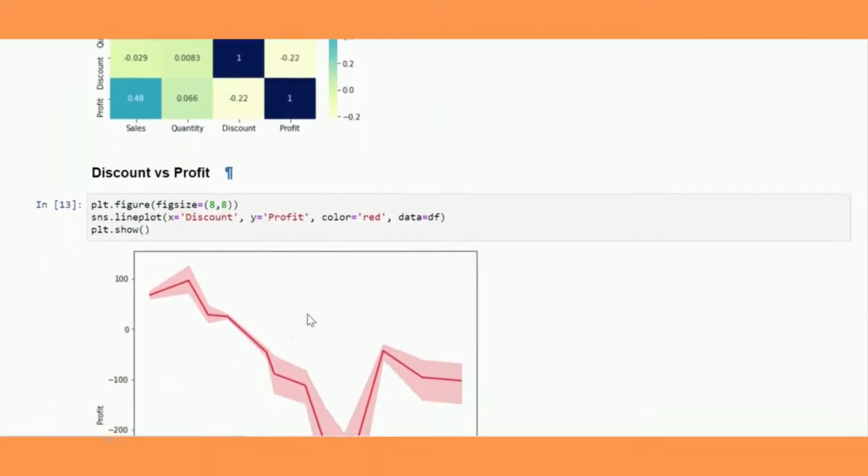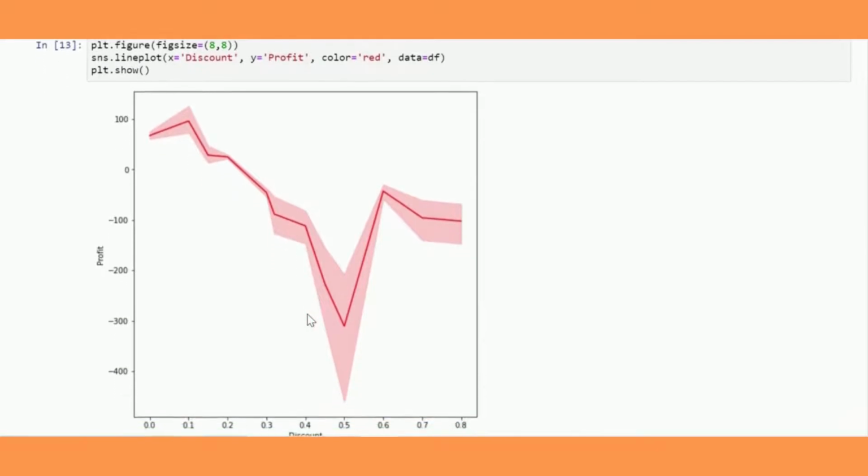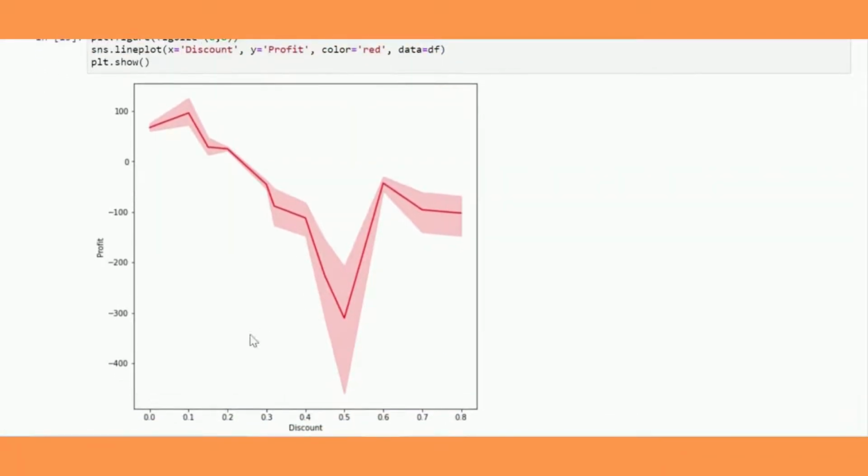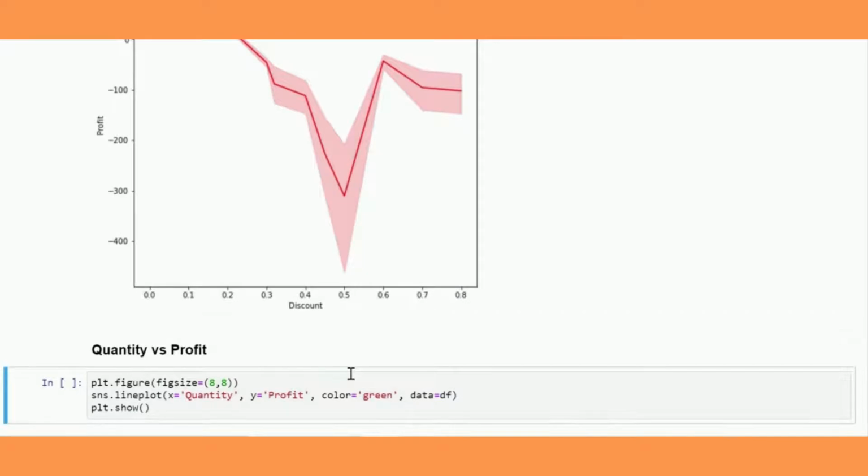Plotting the discount versus profit graph. Here we can see that when the business manager gives a 10% discount, he gets a profit, and when the business manager sells his product at a 50% discount, he is in loss.